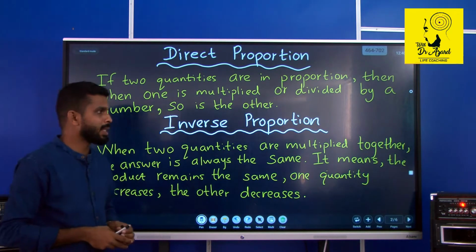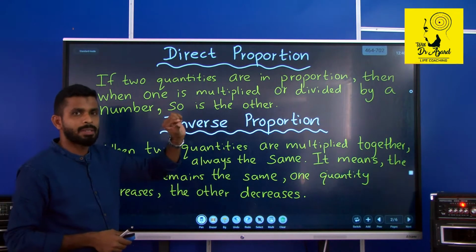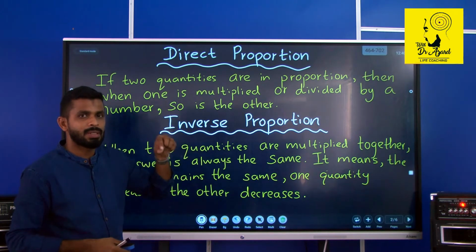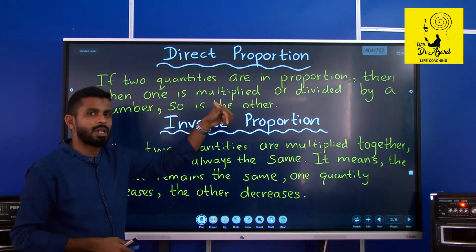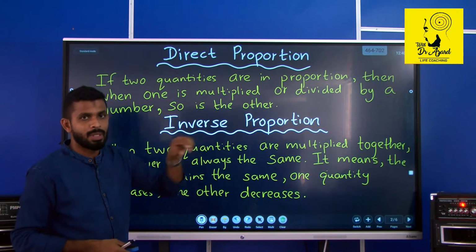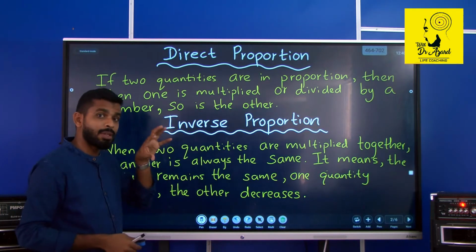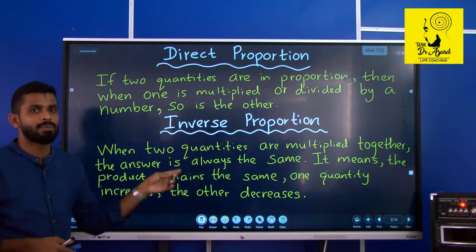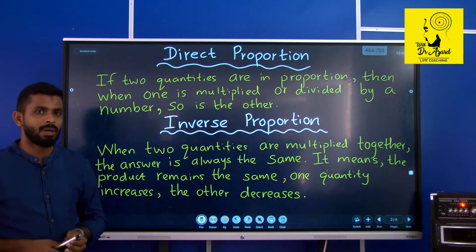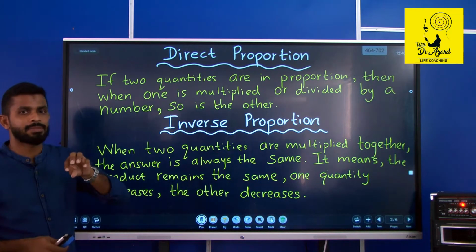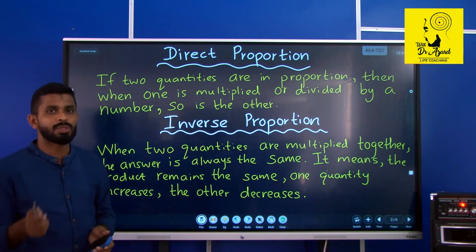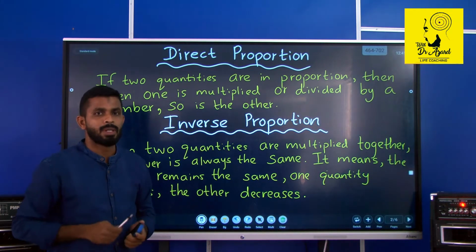See here, if one chocolate costs $2, how much do 5 chocolates cost? One costs $2, meaning 1 times 2. Therefore, we have to multiply the 5 chocolates also by that 2. Then finally we'll get the answer: 5 times 2 would be $10. This kind of relationship is called direct proportion. It means when one increases, the other also increases.